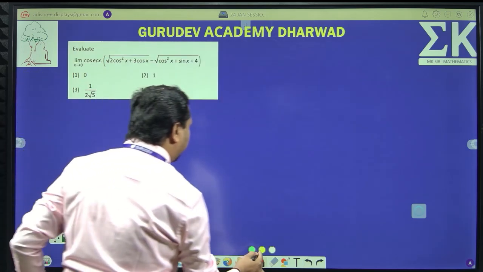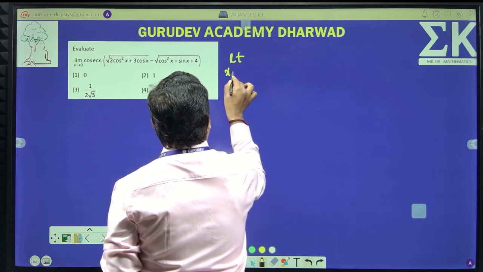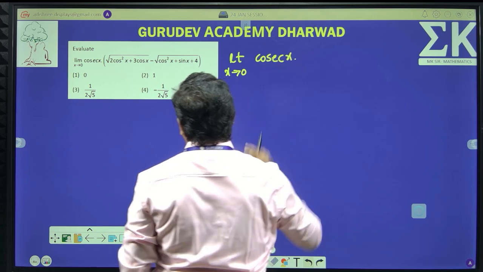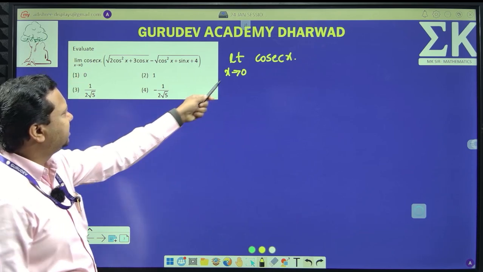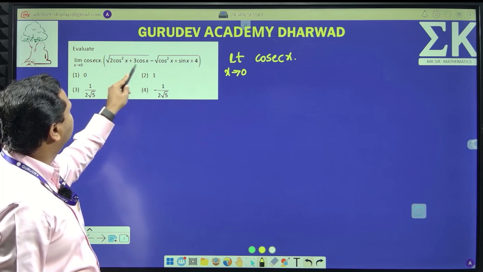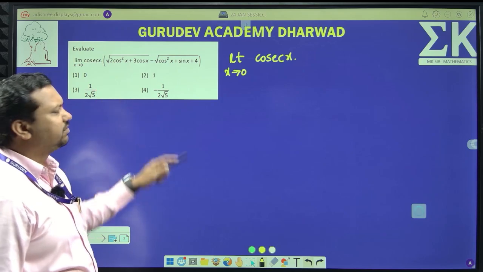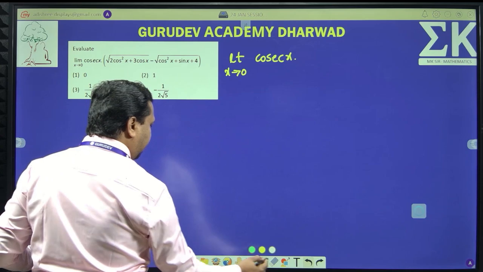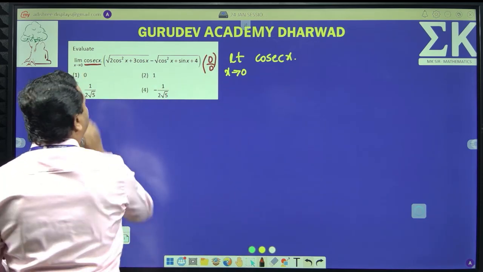Limit as x tends to 0, cosecant x. And if you observe carefully, cosecant can be written as 1 by sine. As x tends to 0, the denominator is 0. And here you can observe cos 0 will become 1, so the first root becomes root 5. Here cos 0, sin 0 plus 4 will become 5. Root 5 minus root 5 is once again 0. Hence, the function is in the form of 0 by 0 after converting cosecant to sine function.